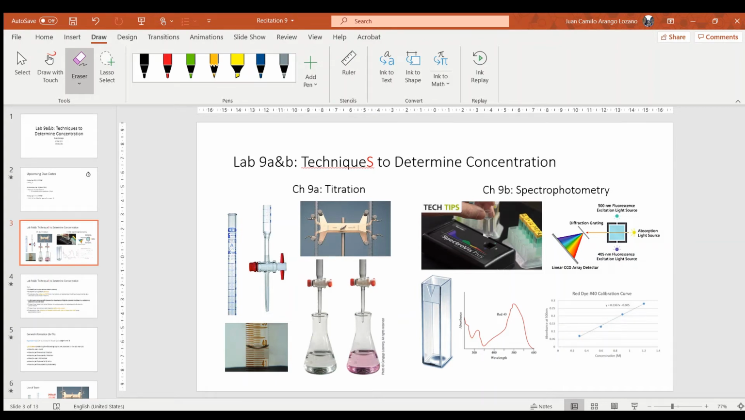Hello guys, this is going to be your video for your laboratory number 9, which is going to be techniques to determine concentration, and this is going to be covering basically titration and spectrophotometry.